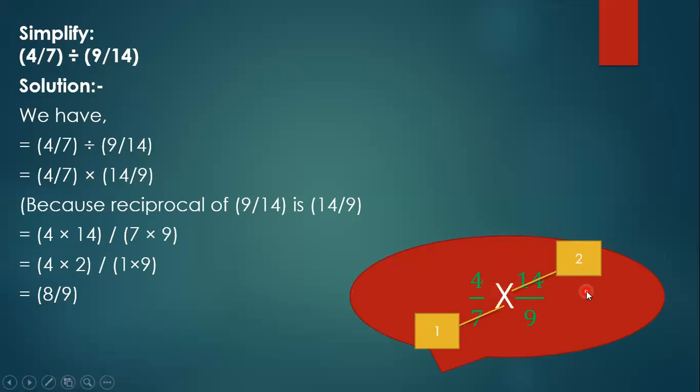This can't be done. Why can't this be done? Because they both are in the numerators. So what we'll have is 4 multiplied by 2, which is 8, and 1 multiplied by 9, that is 9 in the denominator. Children, this is a proper fraction. We need not convert. But whenever there is an improper fraction, we have to convert. Alright.